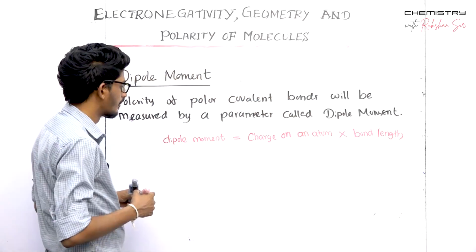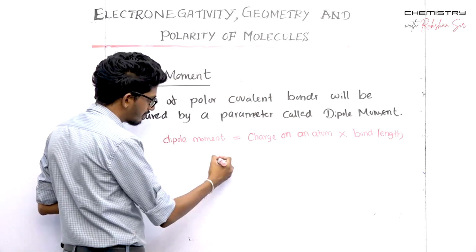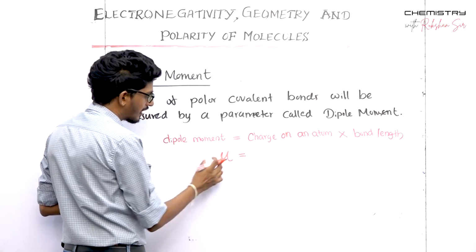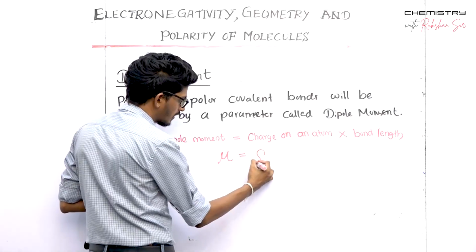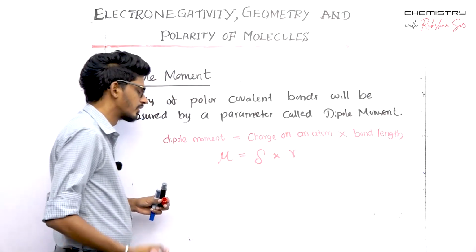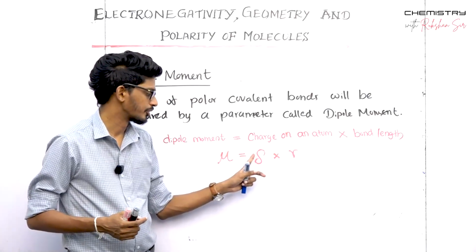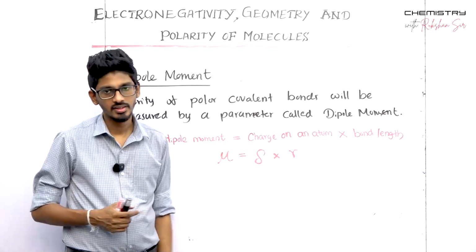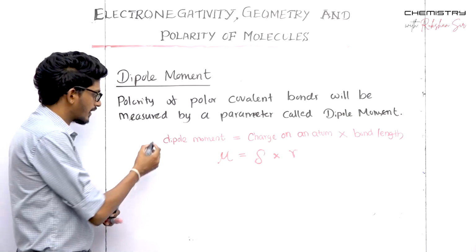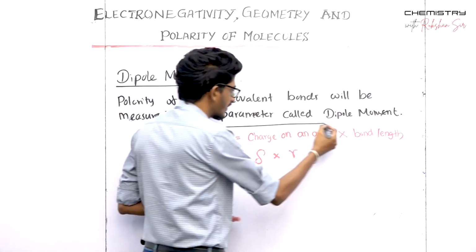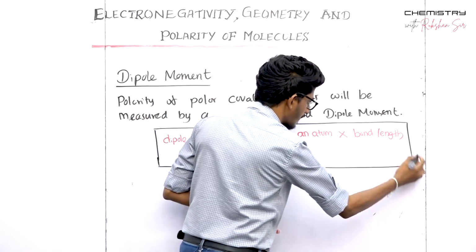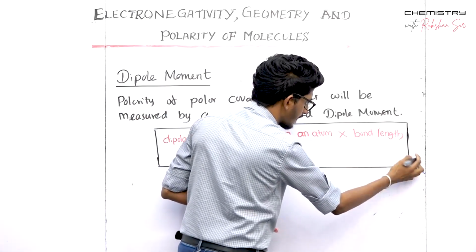With this, you are able to come up with the dipole moment. In symbols, we can write the mu. The mu, a symbol used to express the dipole moment, is equal to delta R. Delta is the charge appearing on one atom, the positive delta and the negative delta, and R is the internuclear distance, or one can say the bond length. This is the equation we are using to come up with the magnitude of the dipole moment.